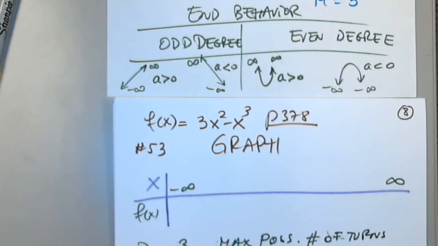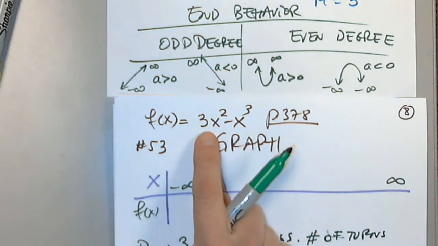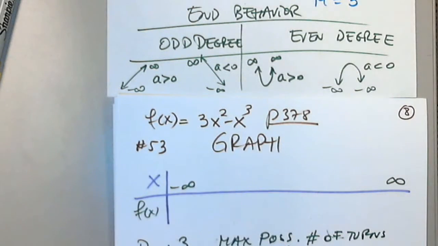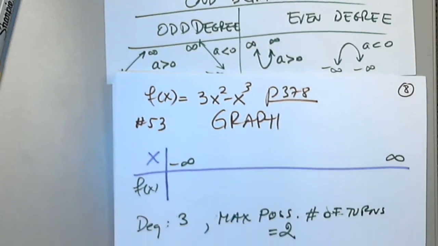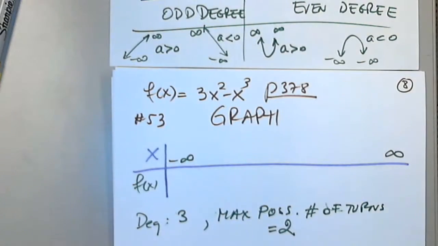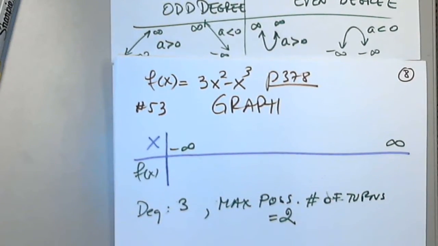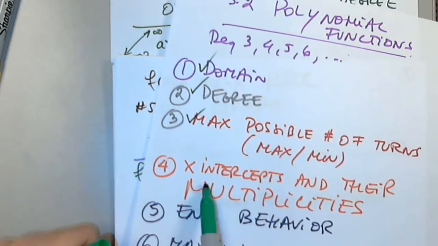Yes, please. Why is it degree 3? This is degree 2, this is degree 3. It's not arranged in descending order. I have to choose the highest degree, and that will be transferred over the entire polynomial. I cannot add them together, they're not like terms. No one can combine 3x squared with x cubed. Good, very good. Now, x-intercepts and their multiplicities.